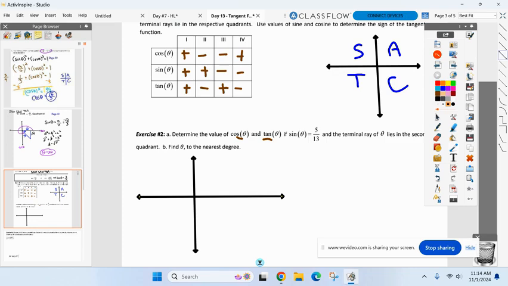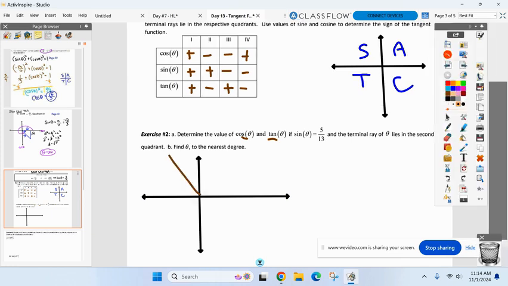Good work, everyone. Thinking about a bow tie. Second quadrant. There it is. Where's the 5 and the 13 going?